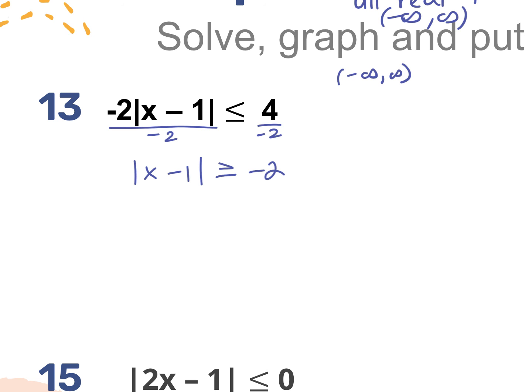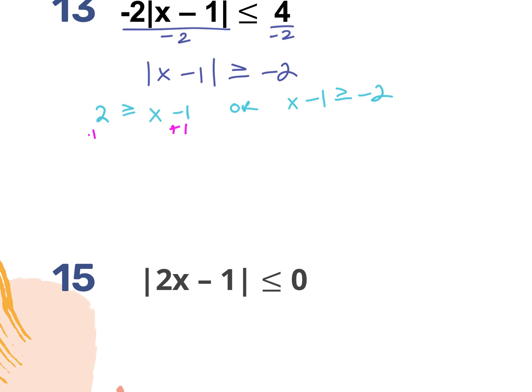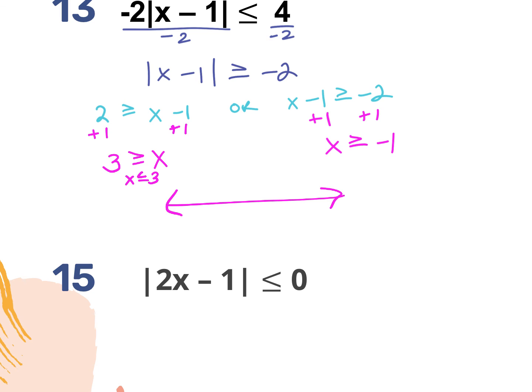But let's pretend we don't know. It's a greater than statement. So I would tack the opposite of what's there to the other side, and it would be 2 is greater than or equal to x minus 1, or, because it's an or statement, x minus 1 is greater than or equal to -2. So I add the 1, and I get x is less than or equal to 3, and I add the 1, and I get x is greater than or equal to -1. Draw your number line. If I put it in order, I'd get -1 and positive 3. Less than or equal to 3 is what? If I just graph that part.